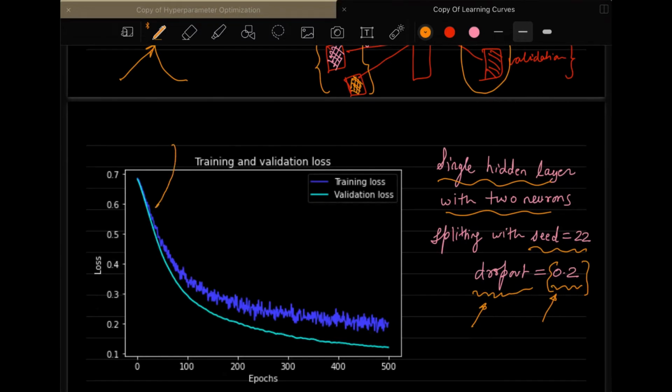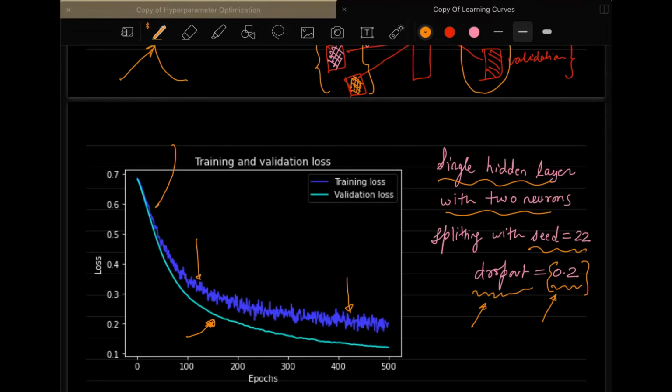And now you can see that the training loss is noisy, and the validation loss is not noisy, it is almost noise free. There is a slight noise, but still we can avoid it as compared to the training loss. And one more thing that we will observe here is that the validation loss is less than the training loss. Earlier what we were saying was that the training loss is less than the validation loss.